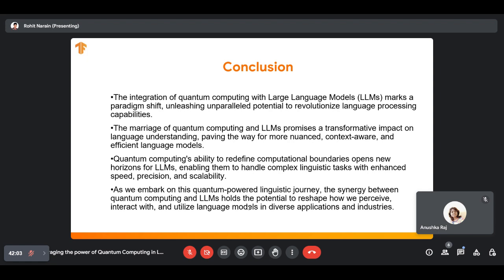So maybe in future machines will be able to understand the deep context or some hidden meaning of sentences, which I believe current models are lagging in. These kinds of things we will see in future versions of those models after integration of quantum computing, right? And quantum computing has the ability to redefine computational boundaries. For example, it can handle more complex linguistic tasks with enhanced speed, precision, and scalability, right?